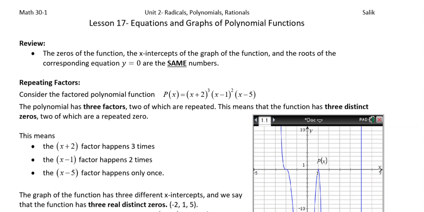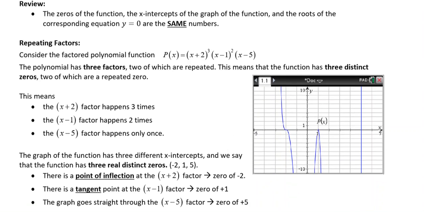Okay, so lesson 17, equations and graphs of polynomial functions. So now we're kind of just putting it all together. There's one new little thing that we're going to go through, but other than that, we're just putting it all together. We're going to be able to graph polynomial functions. We're going to be able to look at a graph and then write down what the equation should be.